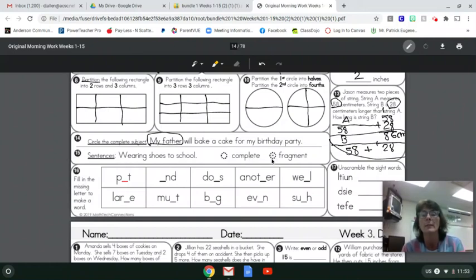It is called a fragment. Your choices here will be complete or fragment. Fragment just means it's part of a sentence. It is not a complete sentence. Okay?